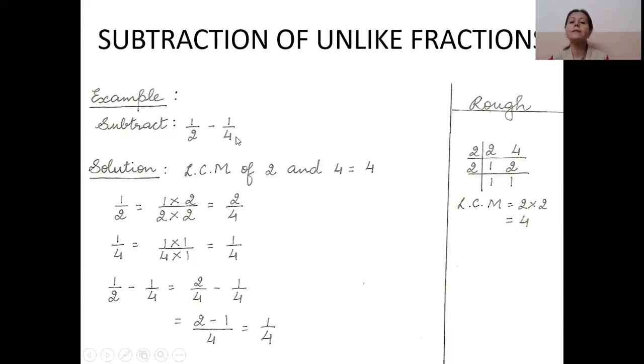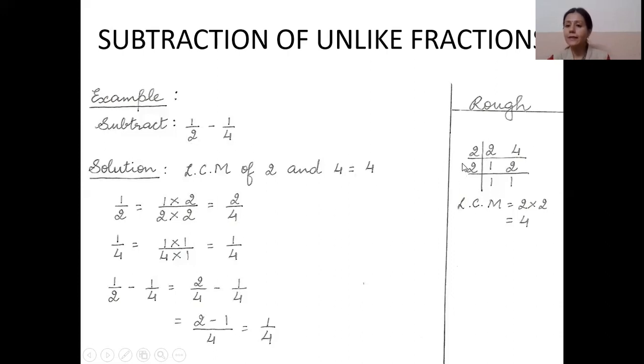1 upon 2 minus 1 upon 4. These are your unlike fractions. Here the denominator is 2 and here the denominator is 4. Different denominators. So these are your unlike fractions. First of all, we'll convert them into like fractions, but for that you will have to find out the LCM of the denominators. We'll find the LCM of the denominators, that is 2 and 4.